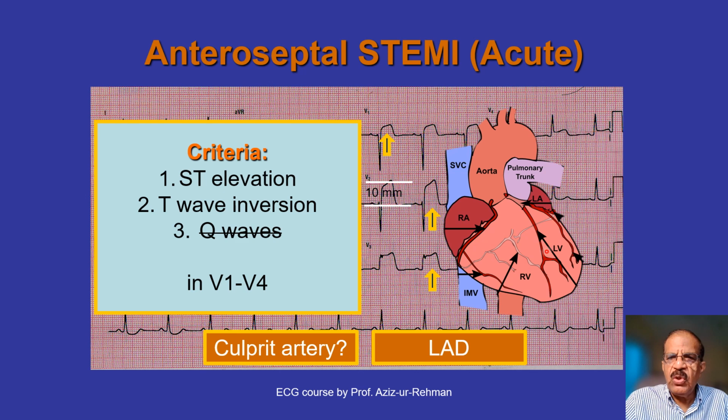This is it. So this artery, LAD, this one is LAD, a branch of the left coronary artery which descends like this, and this is the anterior wall of the left ventricle. So it is easy to understand now. Let's take up another example.